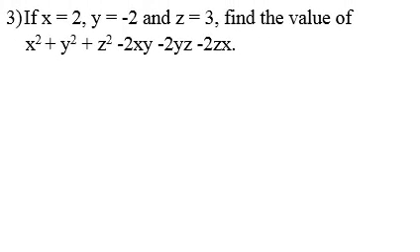Example number 3. Here you are given that x is equal to 2, y is equal to negative 2, and z is equal to 3. Find the value of x squared, add y squared, add z squared, minus 2xy, minus 2yz, minus 2zx. Let's see the solution. You just substitute. So instead of writing x, you are writing 2. Instead of writing y, you are writing negative 2. And instead of writing z, you are writing 3.